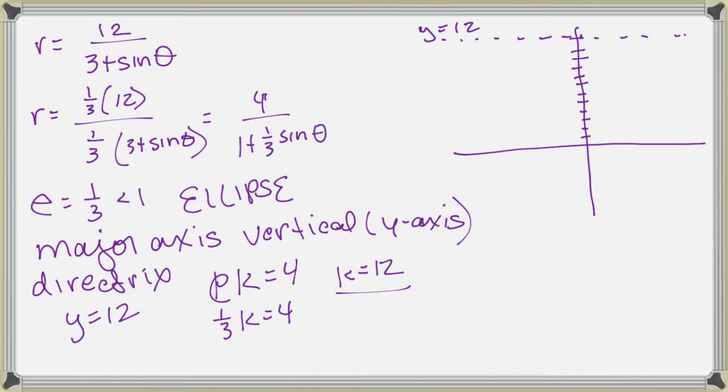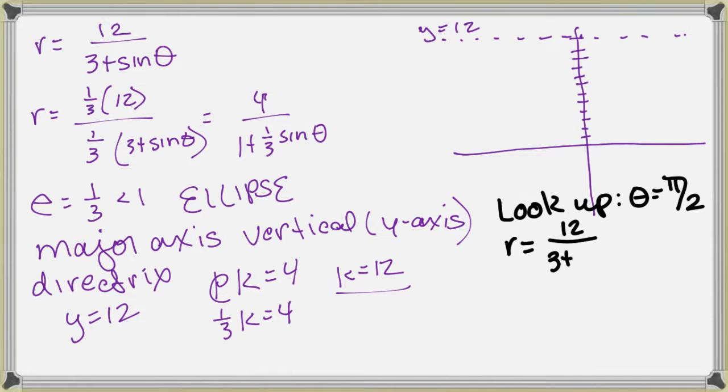Let's just think about those vertices real quick. So we know that this ellipse is going to be centered like this somehow. Its vertices are going to be here on the y-axis. So let's find those vertices. Now remember, this is polar coordinates. So if I'm on the y-axis, what I want to do is look up and look down. So let's see what happens if I look up. In other words, if theta is pi over 2. Well, then r is equal to 12 over 3 plus the sine of pi over 2, which would be 1, so 12/4, and that is 3.